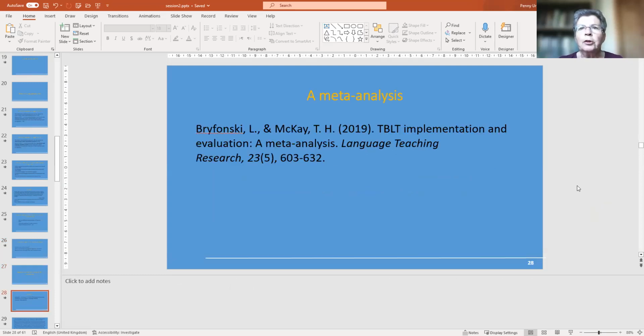And the key article here, research articles, Rafalski and McKay, 2019 in Language Teaching Research, where they did a meta-analysis. They took all sorts of situations where TBLT is being implemented and looked at its success and came to the conclusion that overall, in most places, it was in fact successful, that where you had two groups, one was using TBLT and the other wasn't, the TBLT group progressed better, or where TBLT on its own was only being used, there were good results.